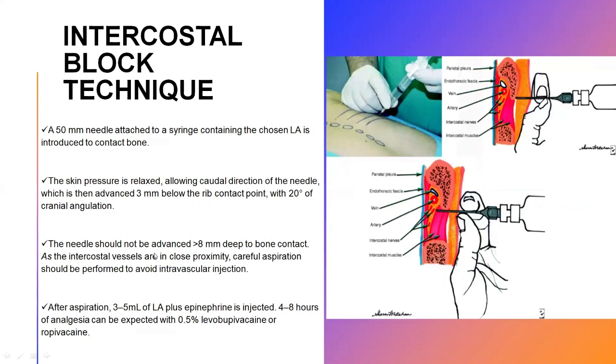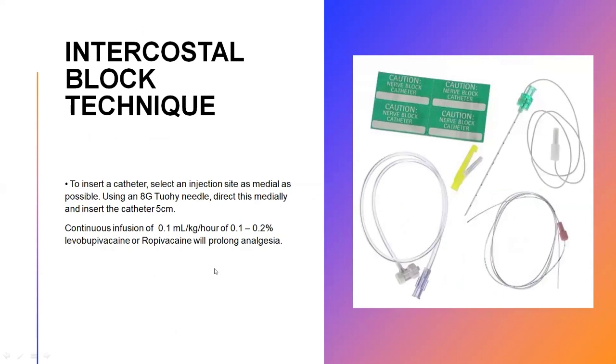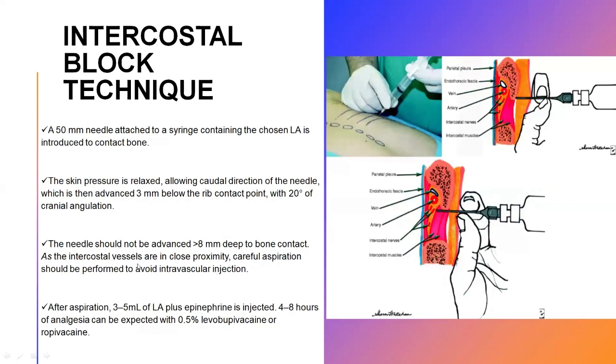Then the needle should not be advanced greater than 8 millimeters deep to bone contact, as the intercostal vessels are in close proximity. Careful aspiration should be performed to avoid intravascular injection. After aspiration, 3 to 5 ml of local anesthetic plus or minus epinephrine is injected. 4 to 8 hours of analgesia can be expected with 0.5% levobupivacaine or ropivacaine.